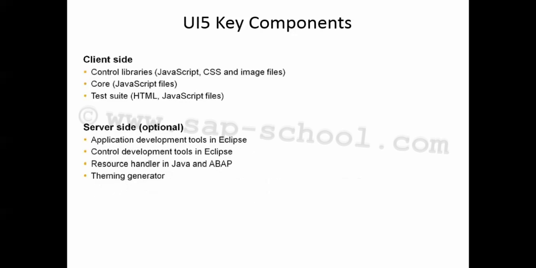After that, we have the UI5 key components. On the client side, the UI5 key components are the control libraries, which include JavaScript, CSS and image files. After that, we have the core, which is the JavaScript files. Then the test suite, which is HTML or JavaScript files again. Then on the server side, it is optional, but on the server side we have the application development tools in Eclipse, control development tools in Eclipse, after that the resource handler in Java and ABAP, and then the theming generator. So these are the key components of UI5.